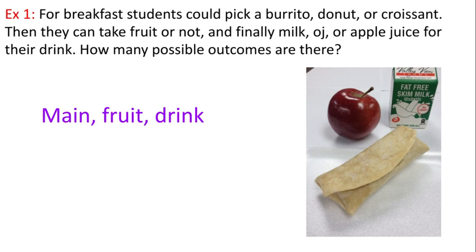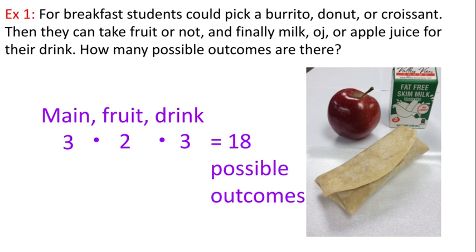Now, there are 3 different things that the student has to pick. They have to pick their main food, which they have a choice of burrito, donut, or croissant. So that's 3 choices. And then they have to decide if they want fruit or not. So that's 2 choices. And lastly, they have to decide between milk, orange juice, or apple juice. So that's 3 choices again. I do the multiplication. 3 times 2 is 6 times 3. Okay, I got 18 possible outcomes, 18 different breakfasts that a student could pick.